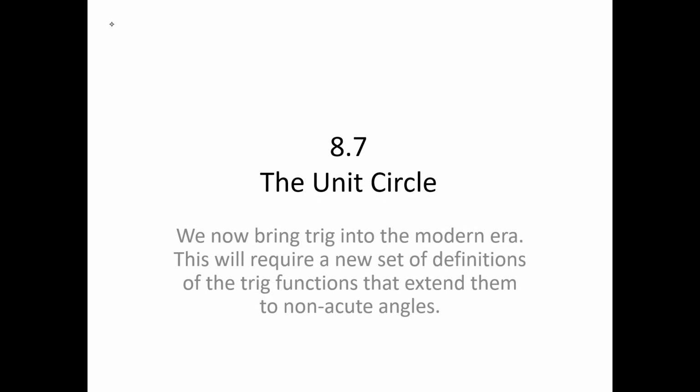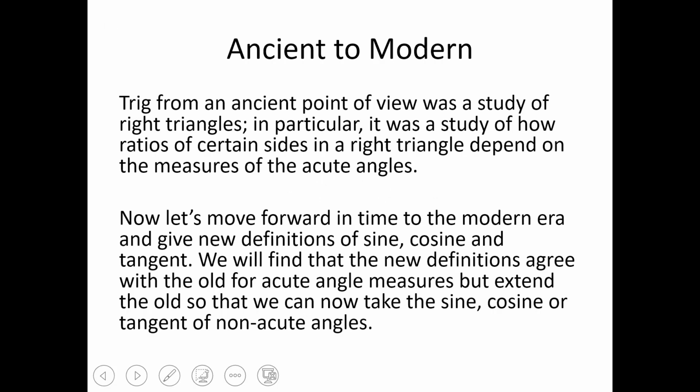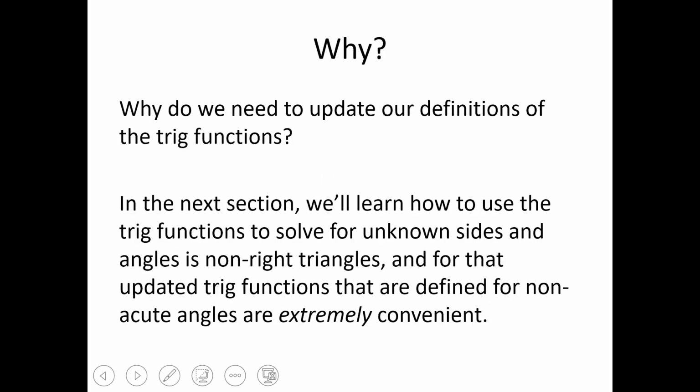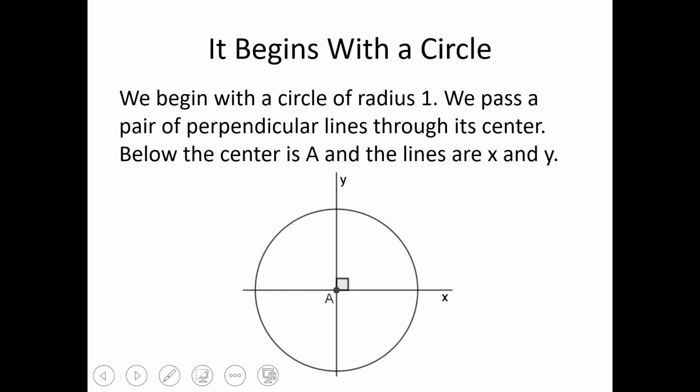So let's talk about how this is done, and the tool that we'll need for that is the unit circle. We've already talked about it. So the story that we tell begins with the unit circle. And what is the unit circle? It is a circle of radius 1. That's what unit means in this context. Unit circle means circle of radius 1.